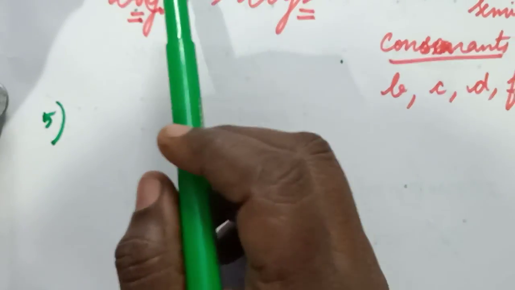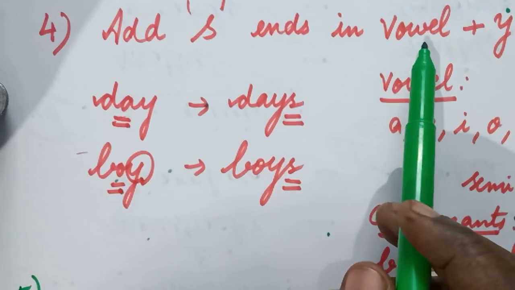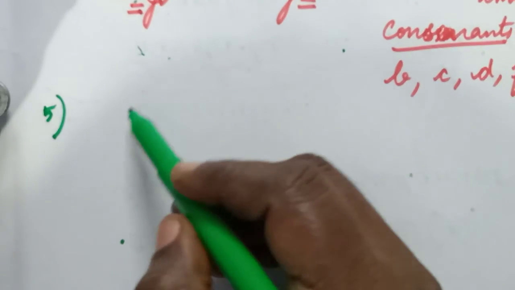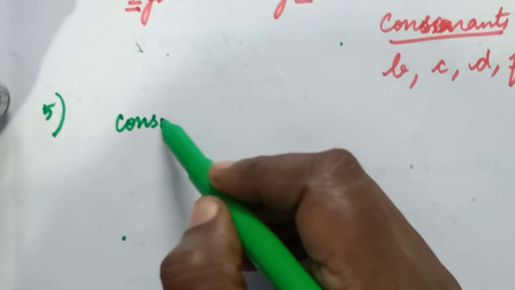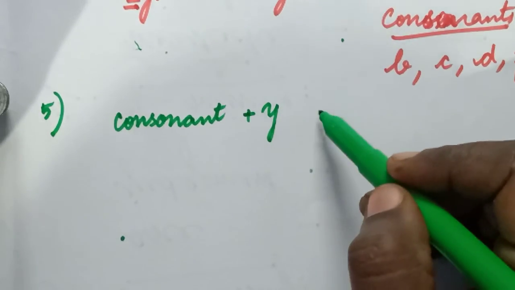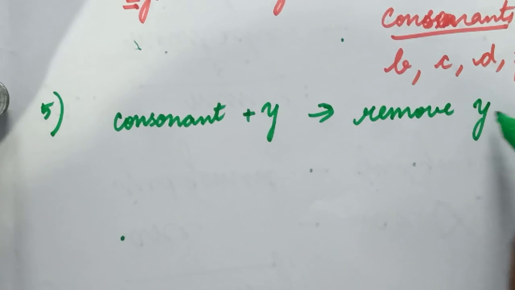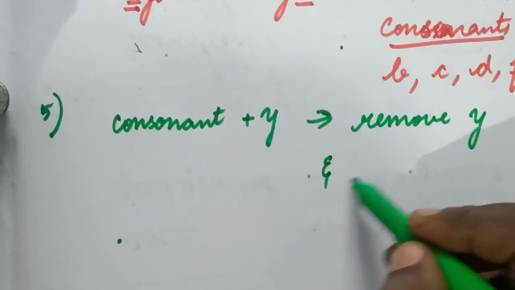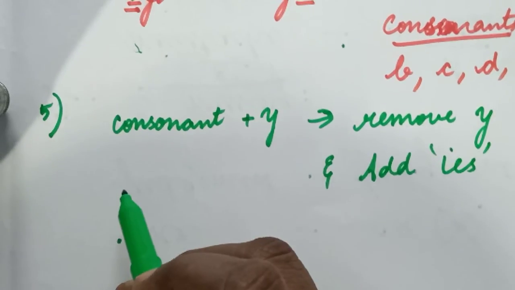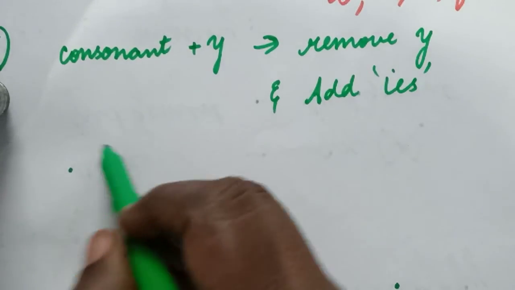The fourth rule says add S if the word ends with vowel plus Y. What if the word ends with consonant plus Y? If the word ends with consonant plus Y, you have to just remove Y and add IES.